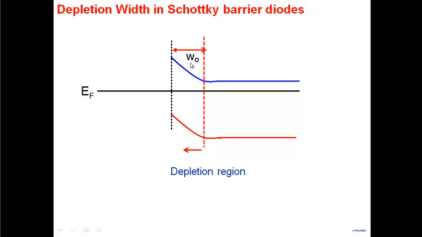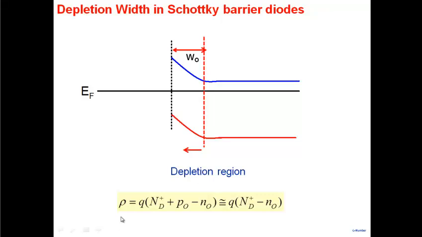As you might expect, if I apply a reverse bias, the barrier becomes larger and this region becomes wider. So the depletion width will increase as you apply reverse bias, and as you apply forward bias, the depletion width will decrease. All right, so how do we estimate this depletion width? That's the problem that we'll address.